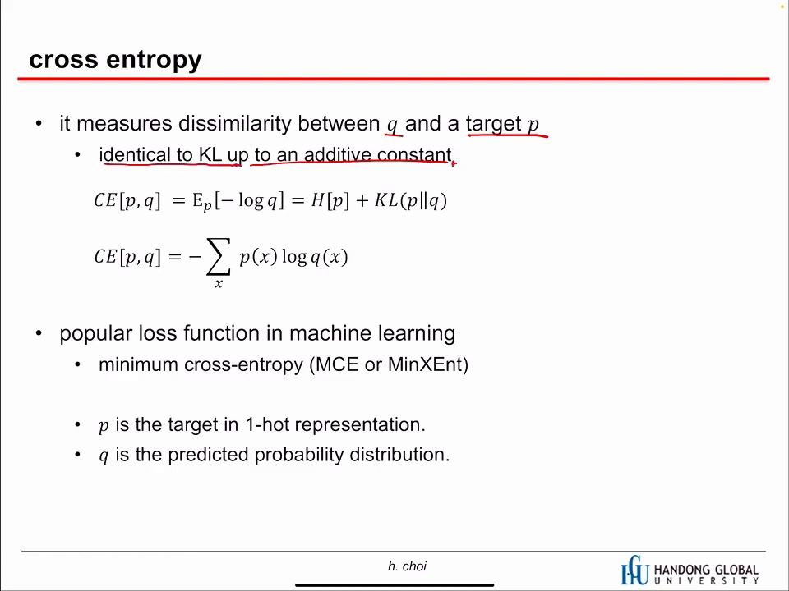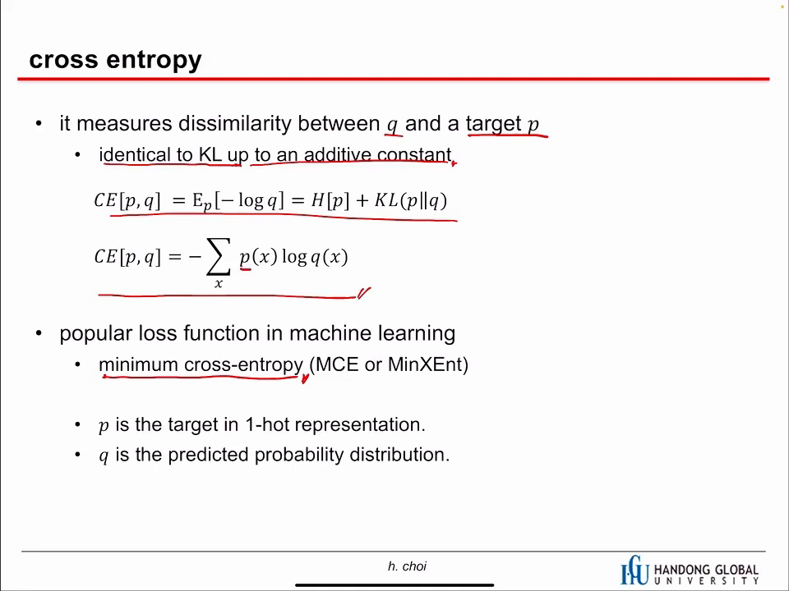So if we rewrite this cross entropy, then it is actually the entropy of P plus the KL divergence between P and Q. And so when we talked about KL divergence, we already talked about this cross entropy and entropy. Okay, so cross entropy is defined by this one. As I said, it is a popular loss function in machine learning. So we want to minimize this cross entropy.